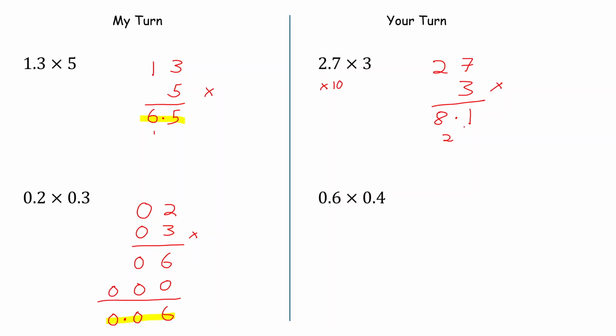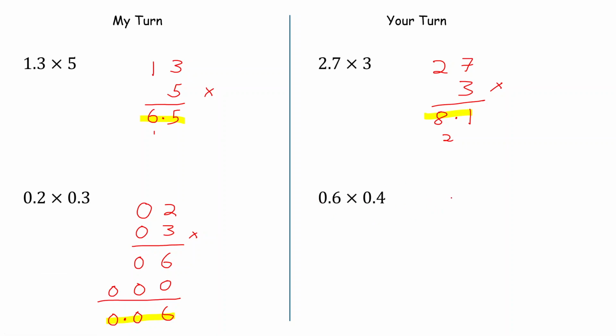So then when you get your final answer, you've got to go and divide it by 10 to get back to what you did. So you're going back in by 1. So 8.1, that is your answer for this one, which is good. There we go. You've then got 0.6 times 0.4.